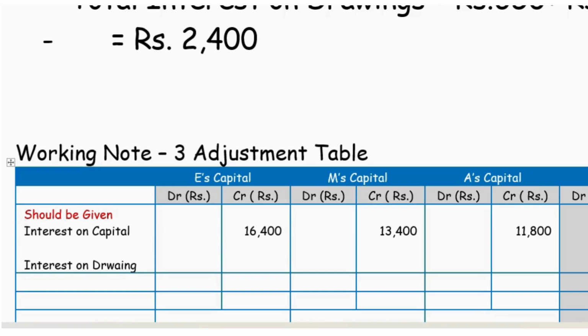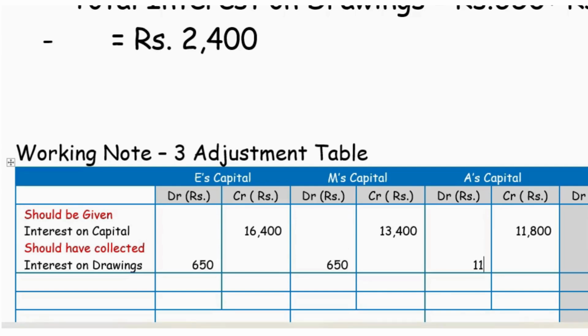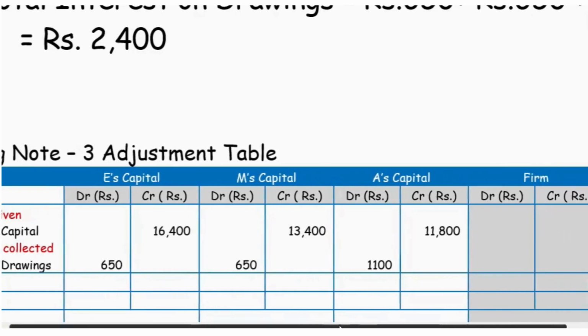This is money receivable by the firm. This should have been collected from the partner. That is, this should have been collected from the partner, which means their capital account should have been debited. For partner E, it is 650, partner B is 650, and partner A it is 1,100. We have made these estimations in the previous working notes.